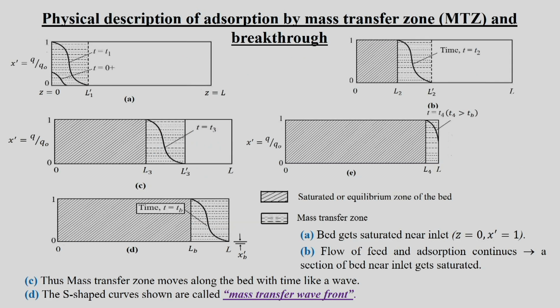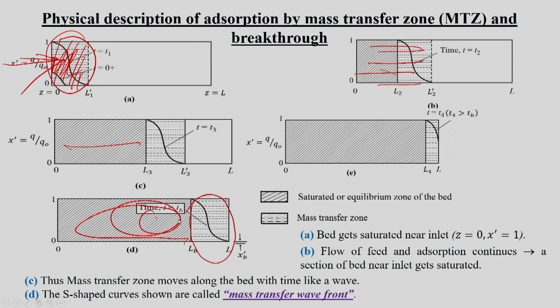Then we discussed the unsteady state fixed bed adsorber. Suppose the bed is fixed, the adsorbent is there, and the feed is entering. Some portions become saturated, and with time the saturation zone goes on increasing, until at one time almost the entire bed is saturated. The remaining part is the mass transfer zone, and it moves along the bed. The S-shaped curve shown is called the mass transfer wave front. Okay.